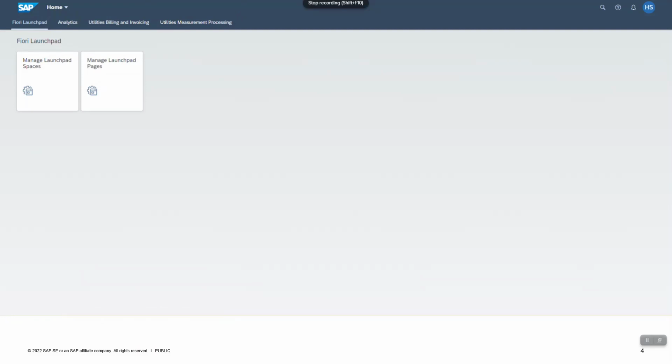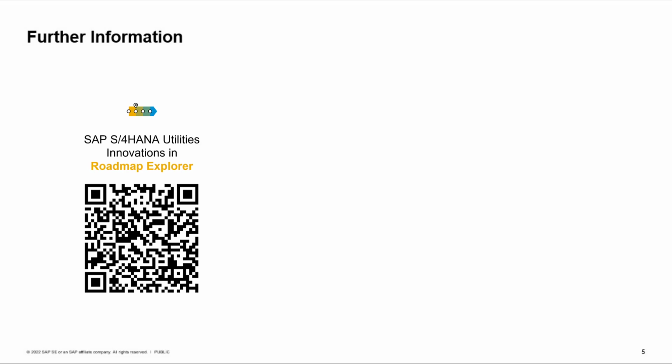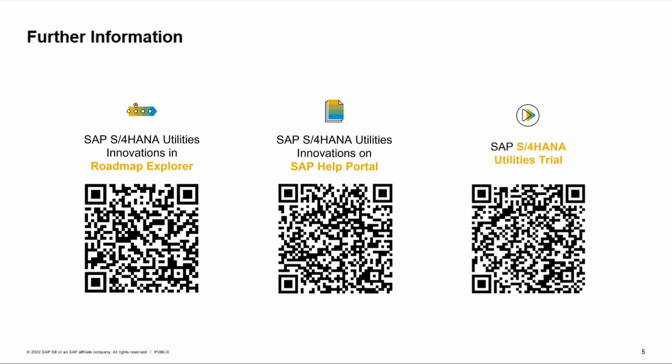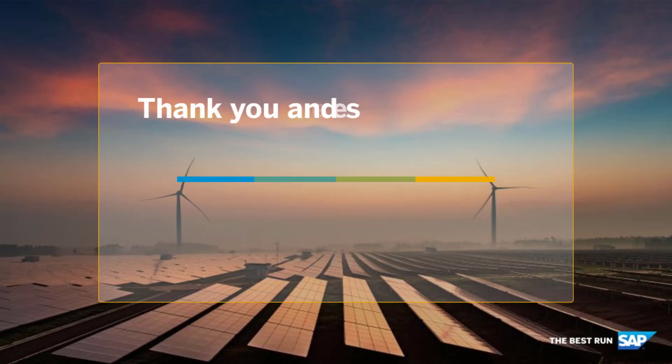With that short session, I hope I created some appetite on your side. If you do have any request for further information, please have a look at all the innovations that we have made in the context of S/4HANA Utilities in our Roadmap Explorer. We have a lot of comprehensive details on the SAP Help portal for all the innovations. And last but not least, our S/4HANA Utilities trial, where you can explore the innovations of S/4HANA in Utilities through 4 guided tours.